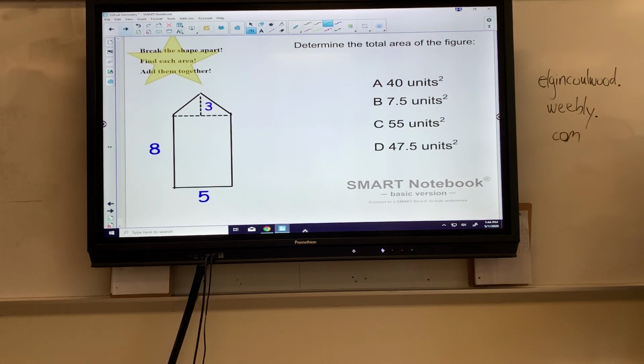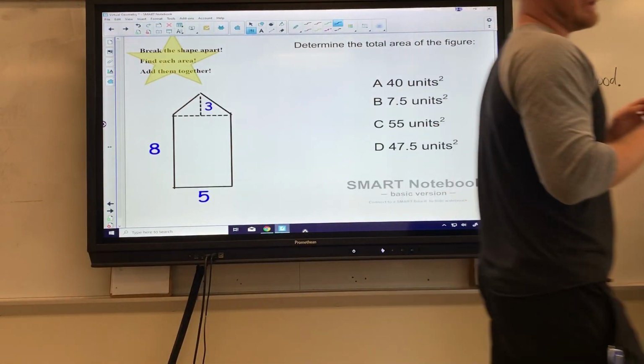All right, pause the video, try this one. This is a composite figure. Remember, in the key in the star up here, some hints to solve it. It says break the shape apart and find each area and then add them together. To find composite figures, we gotta find the sum of each little shape that makes up that figure. If you wanna try it, pause it now, we'll go over it in 1 second.